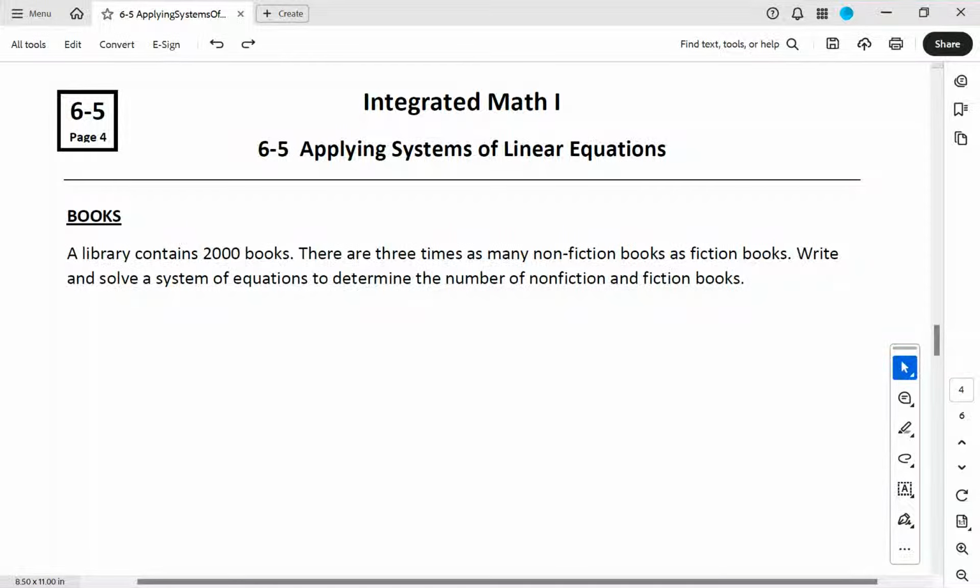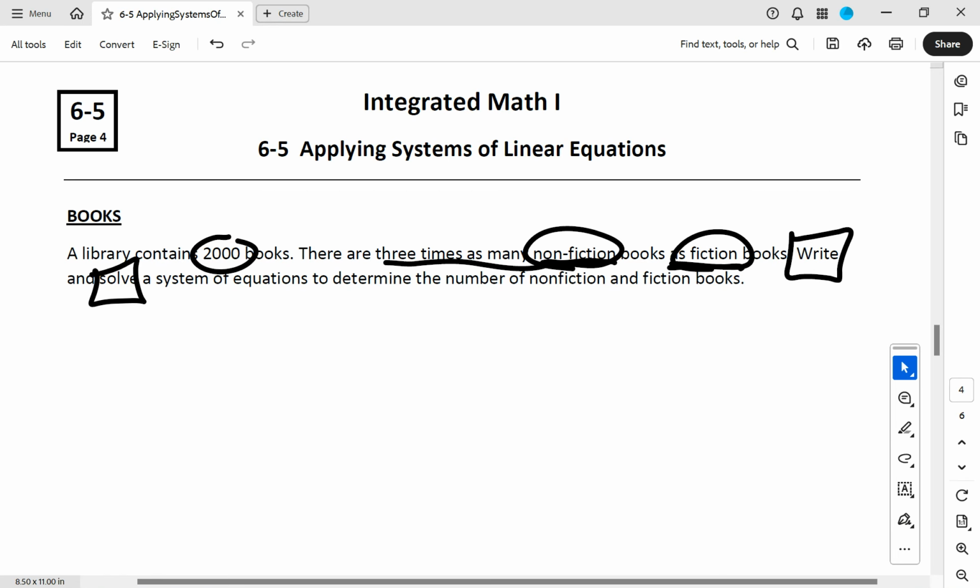A library contains 2,000 books. There are 3 times as many nonfiction books as fiction books. Now we see that there are two types. Write and solve a system of equations to determine the number of nonfiction and fiction books. So we're going to write and solve.